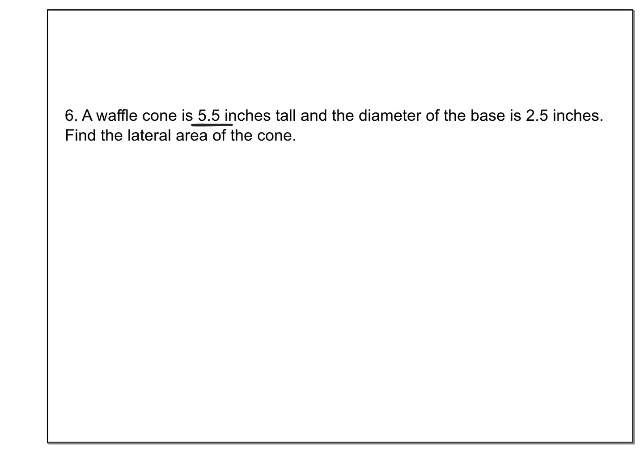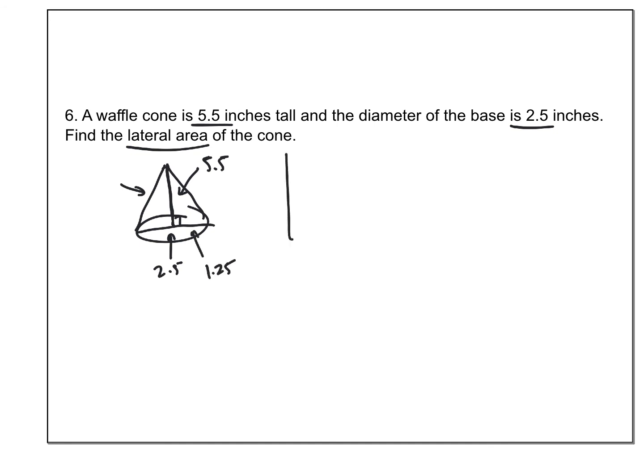So a waffle cone is 5.5 inches tall. The diameter is 2.5 inches. Find the lateral area. So we've got the waffle cone. I flipped it over. The diameter is 2.5. The height is 5.5. So I need the slant height. So my radius will be 1.25. Then I've got a right triangle, where I know this is 5.5, I know this is 1.25.